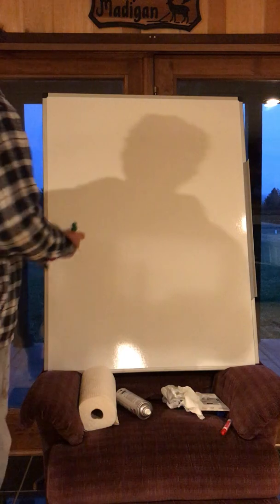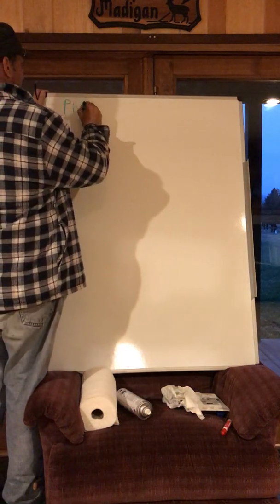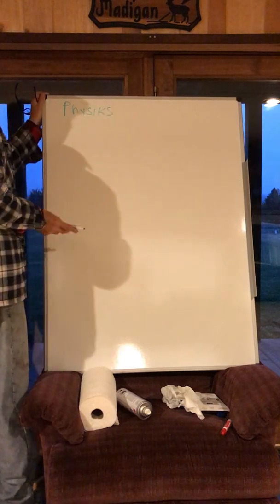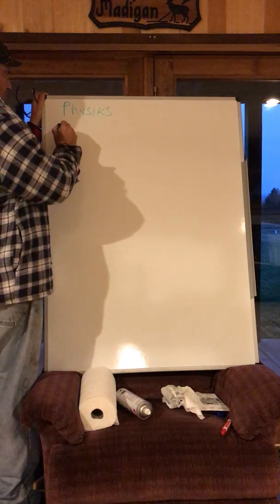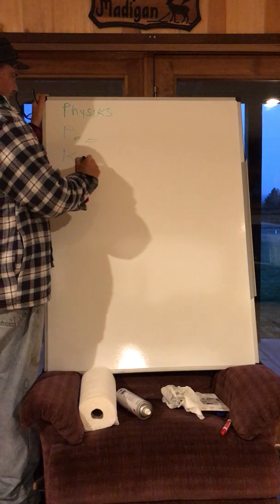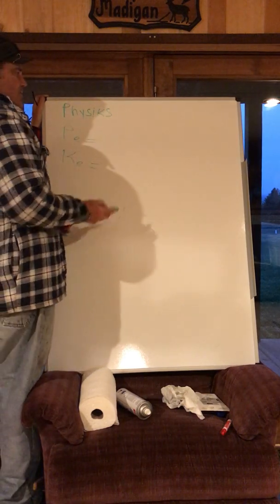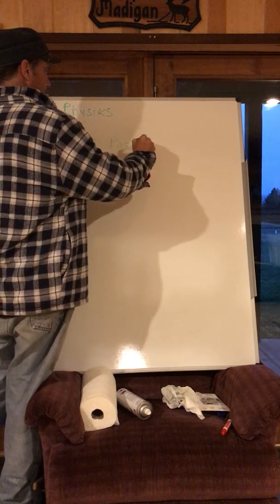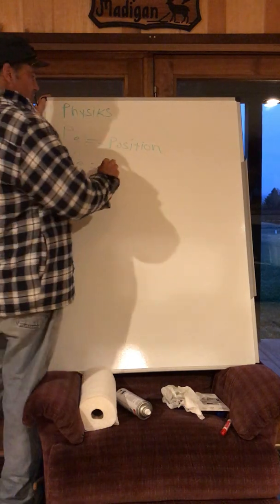Okay, we're going to do physics today. And the physics today is going to be very simple. It's going to deal with potential energy and kinetic energy. Potential energy is energy due to position. And kinetic energy is energy due to movement.